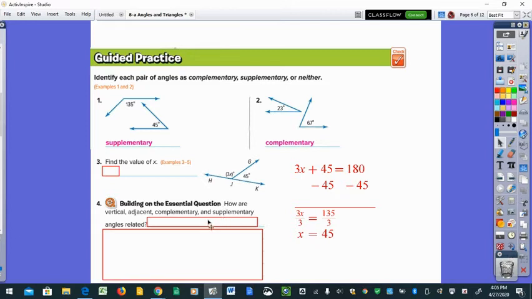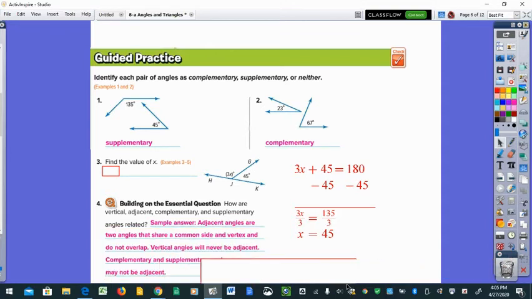So how are vertical, adjacent, complementary, and supplementary angles related? Well, adjacent angles are two angles that share a common side and vertex and do not overlap. Vertical angles will never be adjacent. Complementary and supplementary angles may or may not be adjacent. So let me explain that using this example here. These two angles are supplementary. They are not adjacent because they don't share a common side.